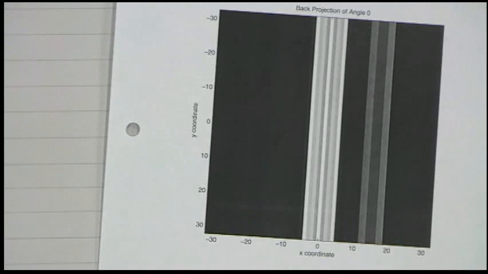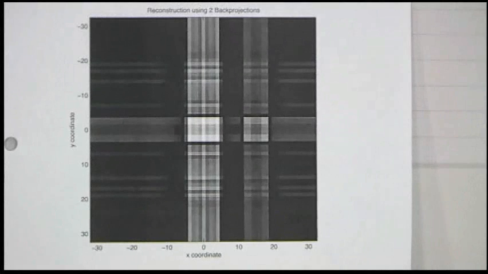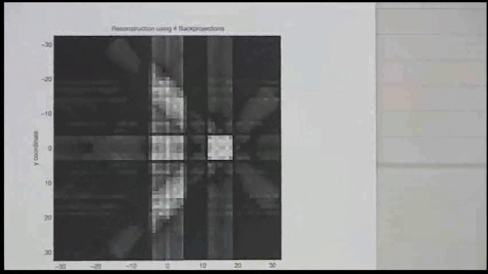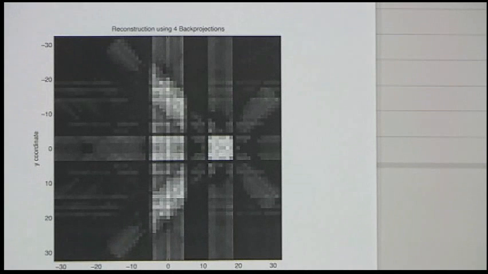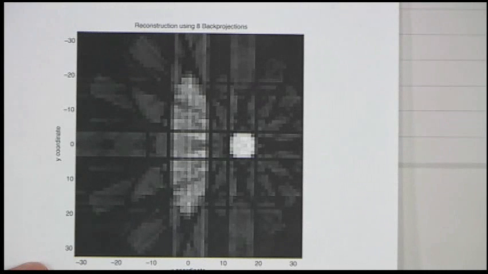Then you say, okay, well that wasn't so good, so I'll do another one. I'll back project not just at angle 0, but angle 90. And then I get this. Maybe it's a little closer. And then I do the 45s. So this is the back projection of 4 angles. And this is the back projection at 8 angles.